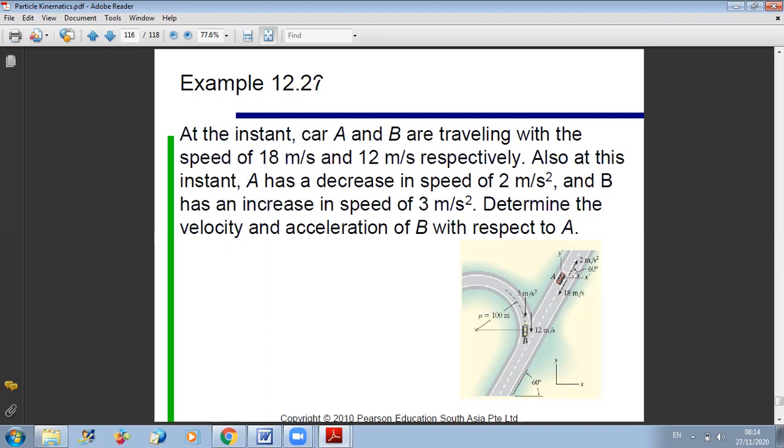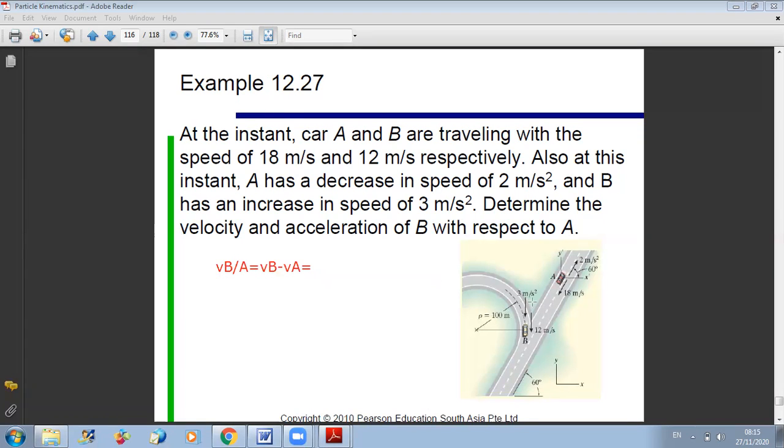Now in this problem, you have two moving cars of different velocity and acceleration, moving along different directions. We want to measure the relative velocity and acceleration. As usual, to find the relative velocity, we write that the velocity of B with respect to A is equal to the velocity of B minus the velocity of A. From your figure, the velocity of B is along minus J, while the velocity of A is decomposed into two components.